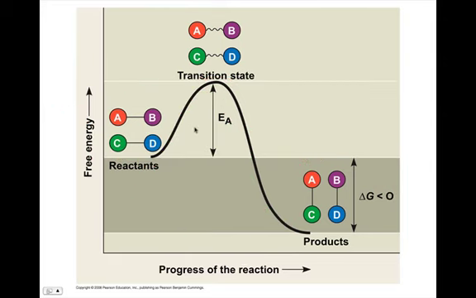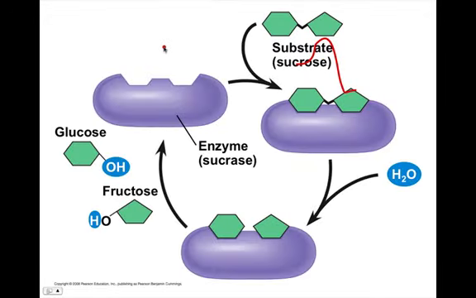Okay, so we'll talk about this graph a lot, and we'll use this shorthand a lot. All right, so here's an example of how the activation energy gets lowered. We already looked at this reaction where we take the substrate sucrose, table sugar, and we're just going to cut that by a chemical reaction of hydrolysis.